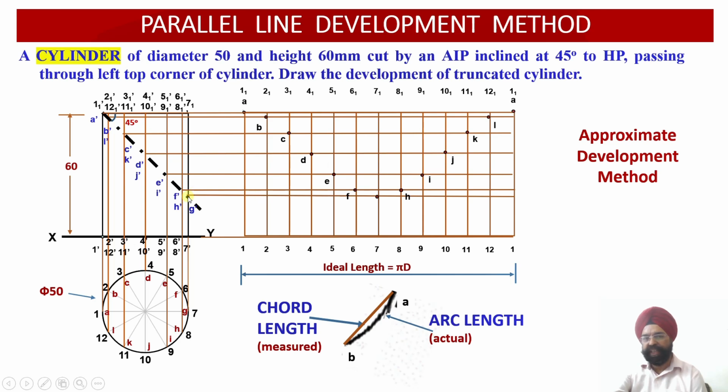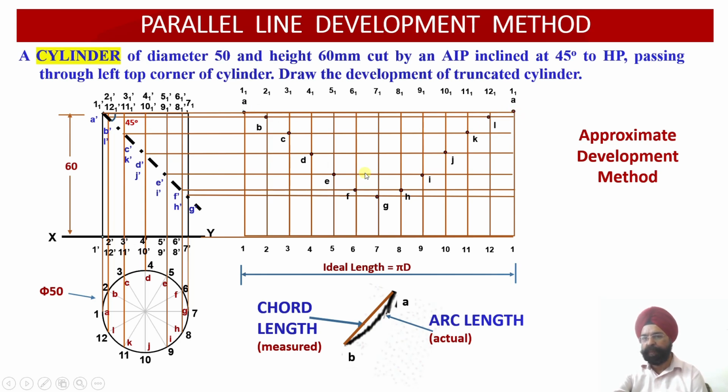And finally this is my G point. It lies on the vertical projector at 7 and 7 1. So through G dash I draw the horizontal line. Wherever it intersects 7 and 7 1, I get the location of G. So you see, 12 POIs were there, because my cutting plane was passing through all the generators. So all 12 POIs have been located in the development view.